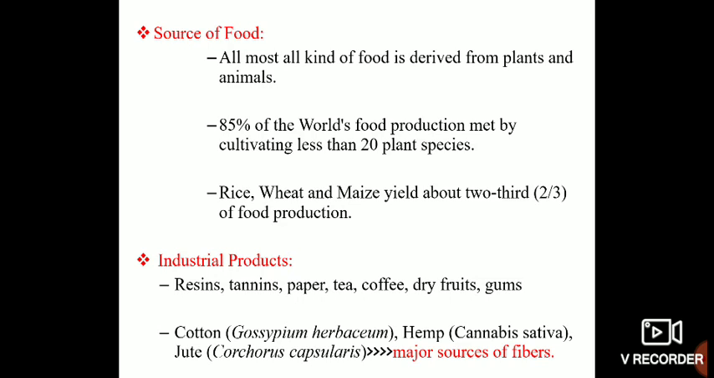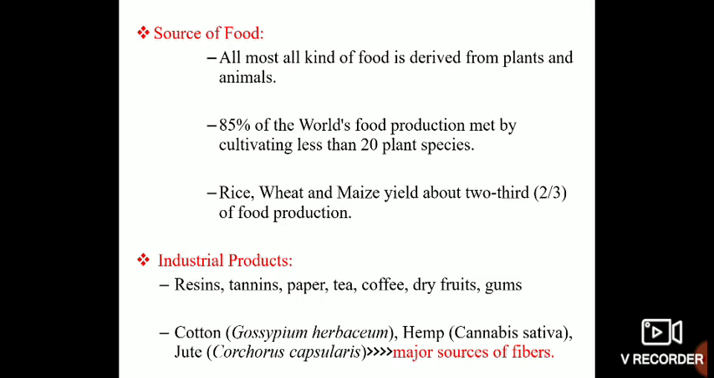Okay, we will complete this topic in two parts. So let's move on with the first value of biodiversity, that is source of food. You know that almost all kinds of food are derived from plants and animals. We get food from both plants and animals. So we cannot think of our existence without those plants and animals which we consume as our food. And almost 85% of the world's food production is met by cultivating less than 20 plant species.